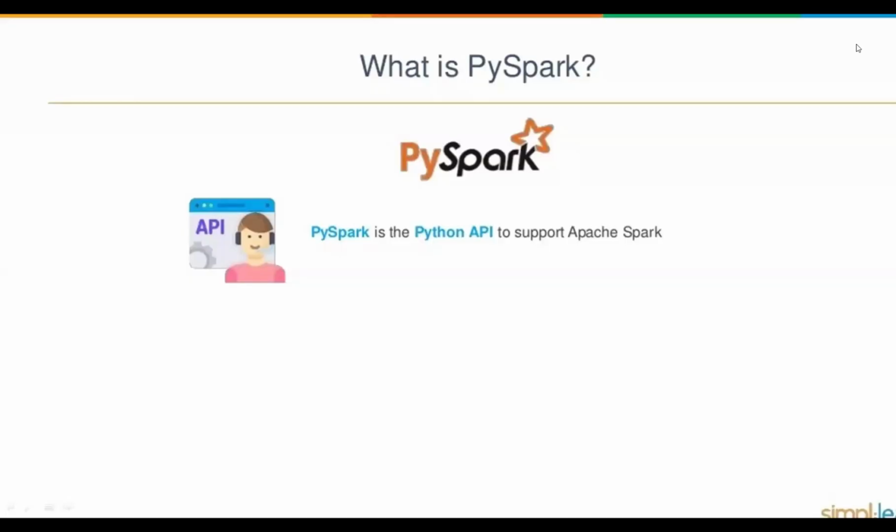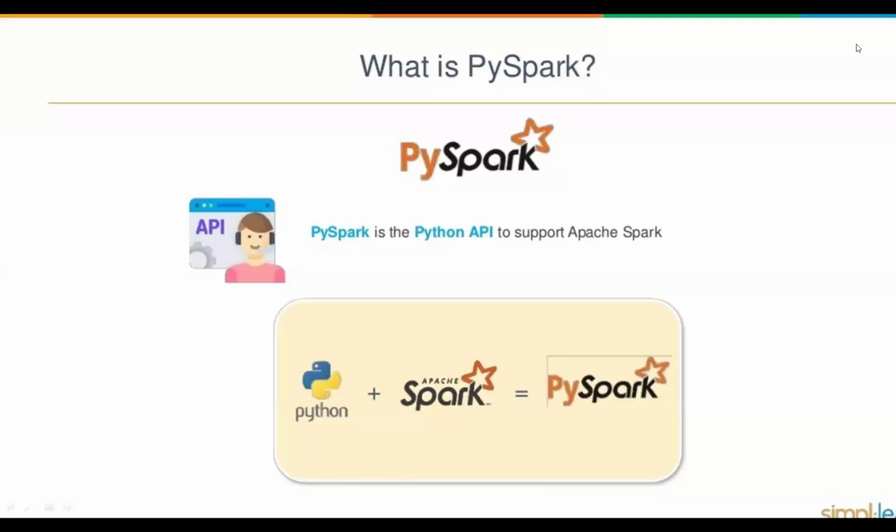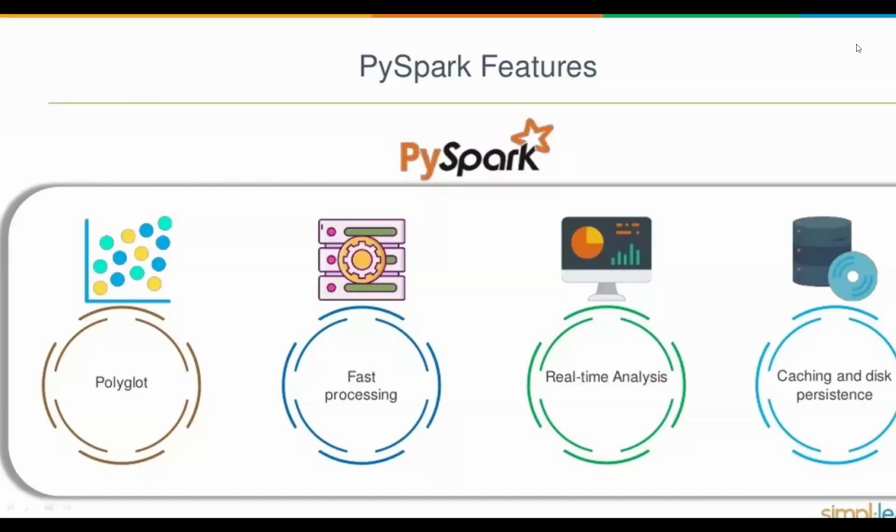We will be discussing how PySpark actually helps us. PySpark is the Python API to support Apache Spark. Okay, that's called PySpark, right? Now, as I mentioned, Python plus Spark became PySpark. What are the features of PySpark? There are multiple features of PySpark. Some of these are polyglot, fast processing, as well as real-time analysis, and caching, disk persistence. So these things we can do inside this.